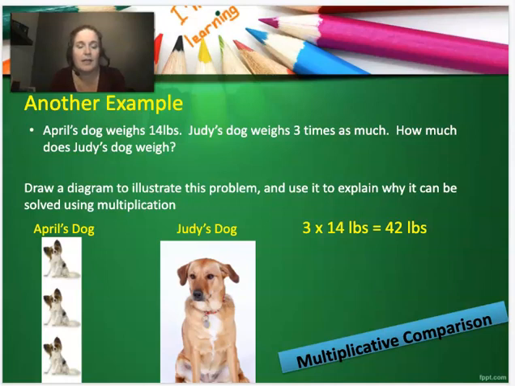So you can see I drew a diagram. I have Judy's dog and I have April's dog, but it takes 3 of April's dog to make Judy's dog. So 3 times 14 pounds is 42 pounds.